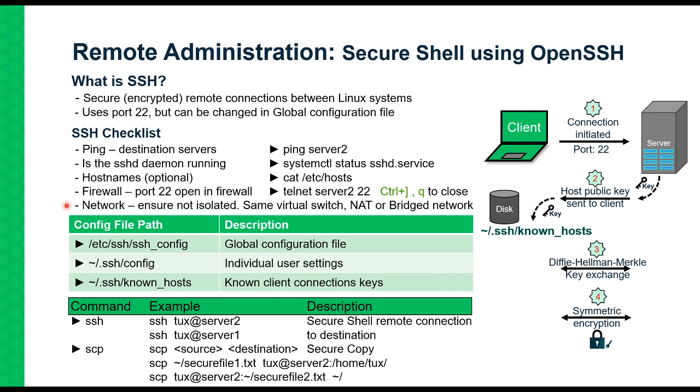Then the last thing we need to check is to see if our network is not isolated. We need to be on the same network to be able to connect our two servers in this case. So it should be either on the same virtual switch if you are using a virtual switch through our VMware player, or it must be on the same NAT. Now previously we have looked at that, but ensure it's on the same NAT.